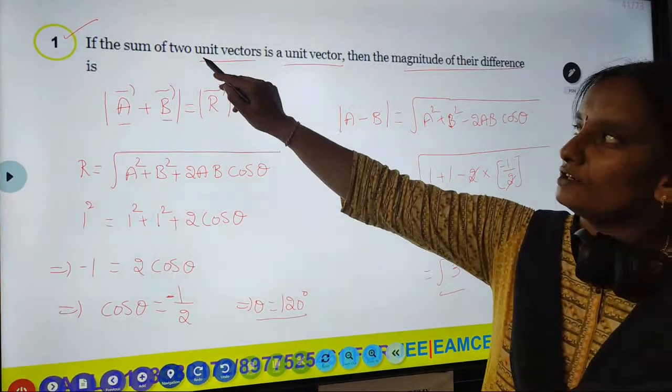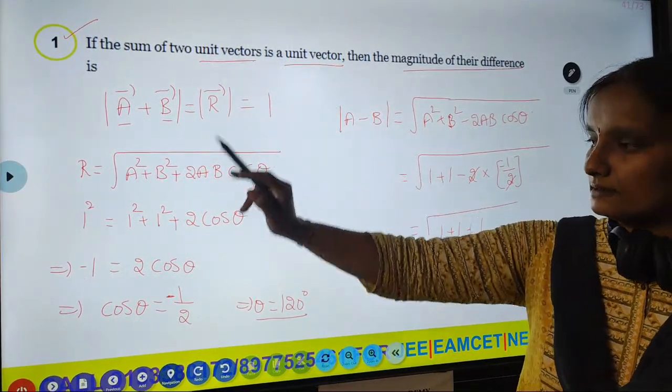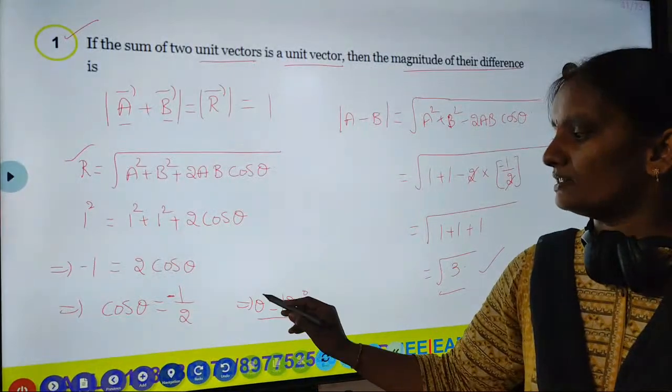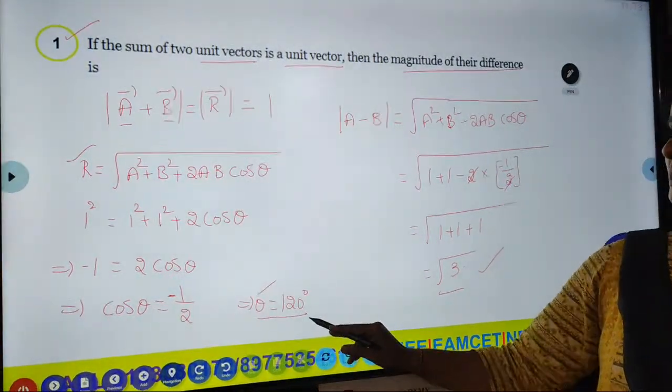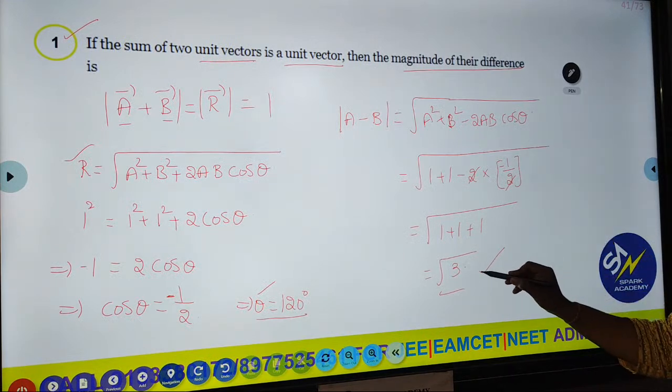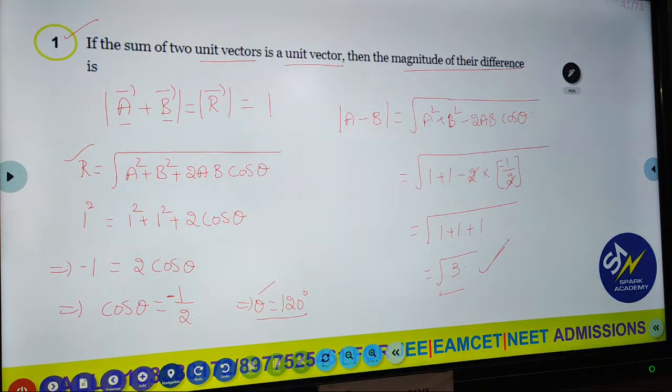When we are given two unit vectors, by following vector addition, the angle between them is equal to 120. And for the same unit vectors, the difference is equal to root 3.